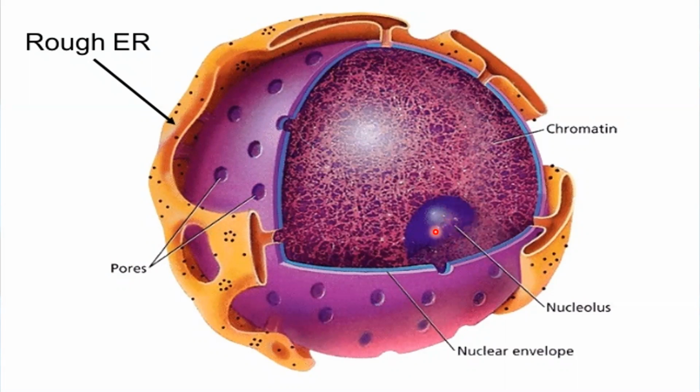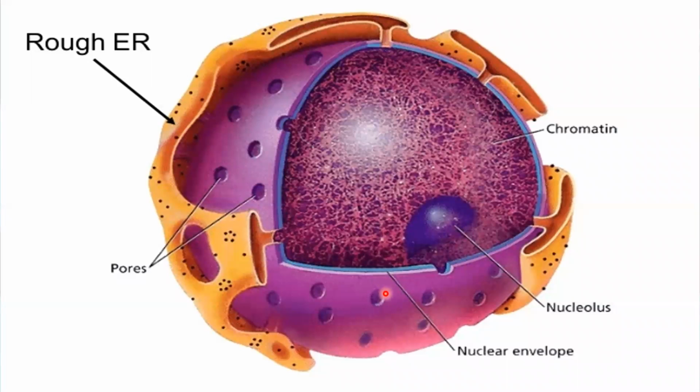Inside there is the nucleolus. This is the chromatin network, a thread-like structure. This is the nuclear envelope, the inner membrane, and here there is the outer membrane. This blue one is the inner membrane, this purple one is the outer membrane. And here you can see that it is continuous with the rough endoplasmic reticulum.